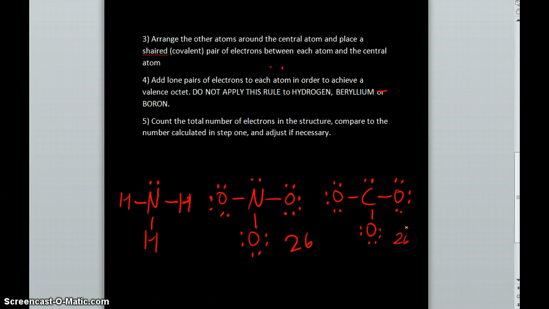And we also wanted 24 in these structures. So if we need to adjust downward, namely decrease the number of electrons, it's easy to do. There's a method. It's almost rhythmic. What you do is take a lone pair of electrons, turn it into a shared pair with the central atom, and then eliminate a lone pair on the central atom.